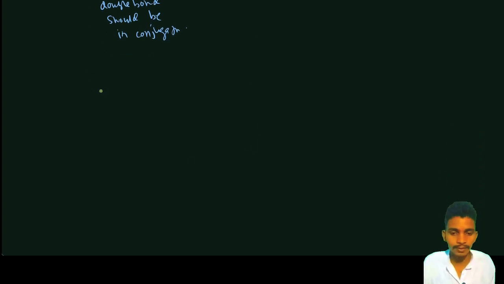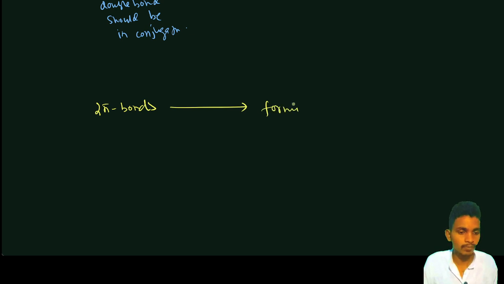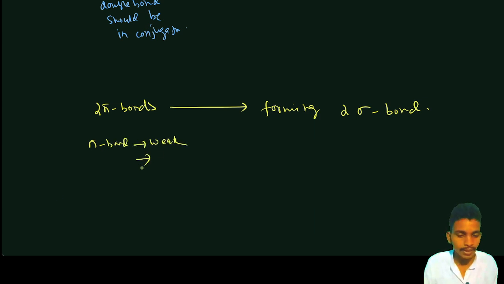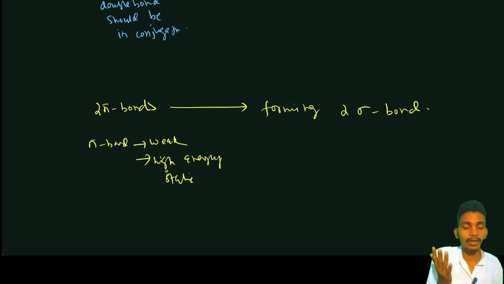It means I can say here: 2 pi bonds forming 2 sigma bonds. So what I have said is that these pi bonds are weak, and weak means they are in high energy states. I have already explained that if they are weak, they are in high energy states, because an electron always wants to stay in a stable state. So if electrons are in a stable state, it means they are strong, because they do not want to go to any other state since they are already stable. So the sigma bond, since it is strong and difficult to break, means that electrons are in the stable state. That's why we're not able to break the bonds.